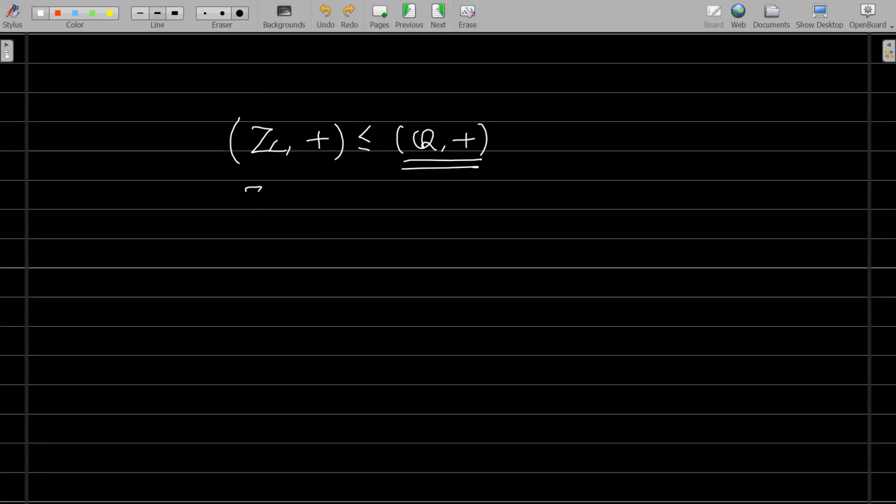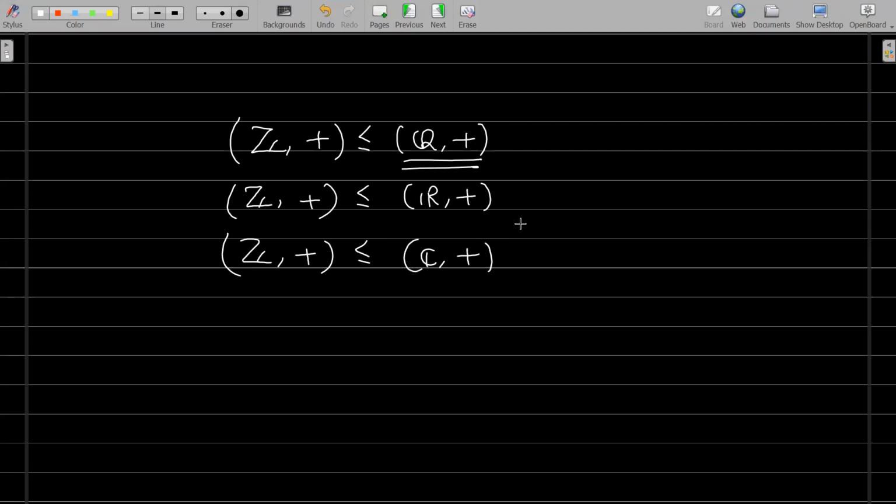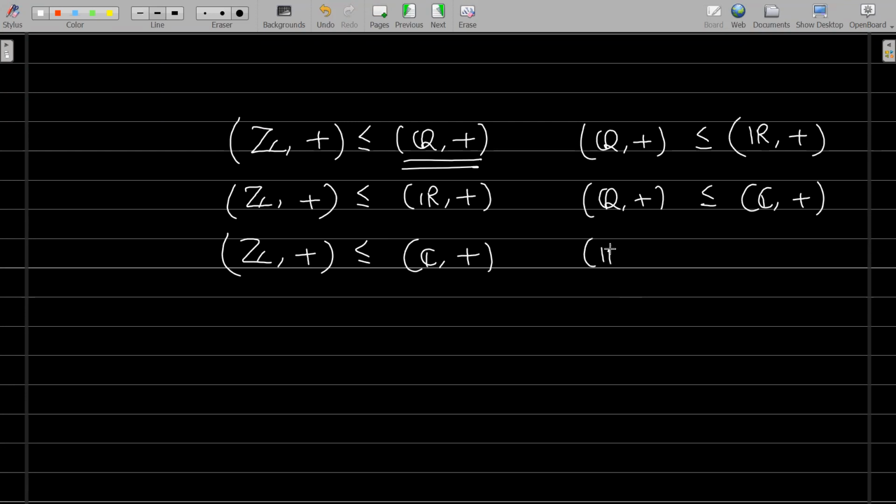Now I can say similarly Z plus is a subgroup of R plus. On the same line, Z plus is a subgroup of C plus, or as you said, Q plus is a subgroup of R plus. You can say Q plus is a subgroup of C plus. We can say R plus is a subgroup of C plus. Is that fine?